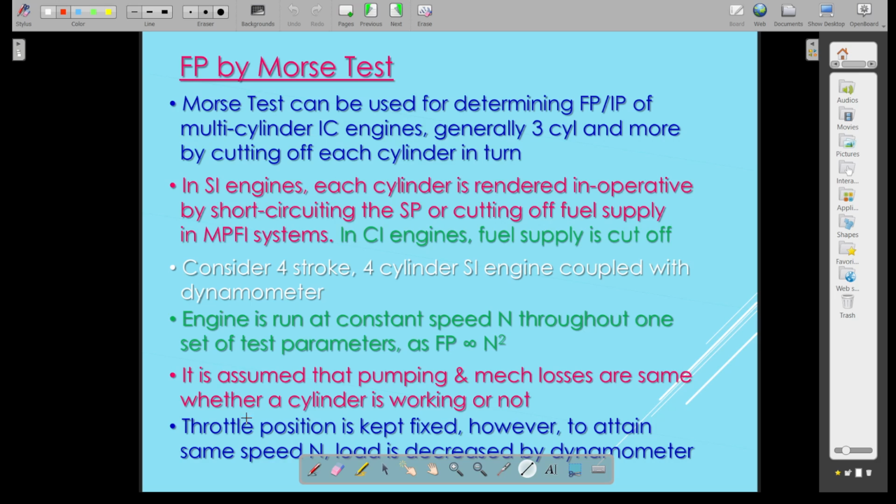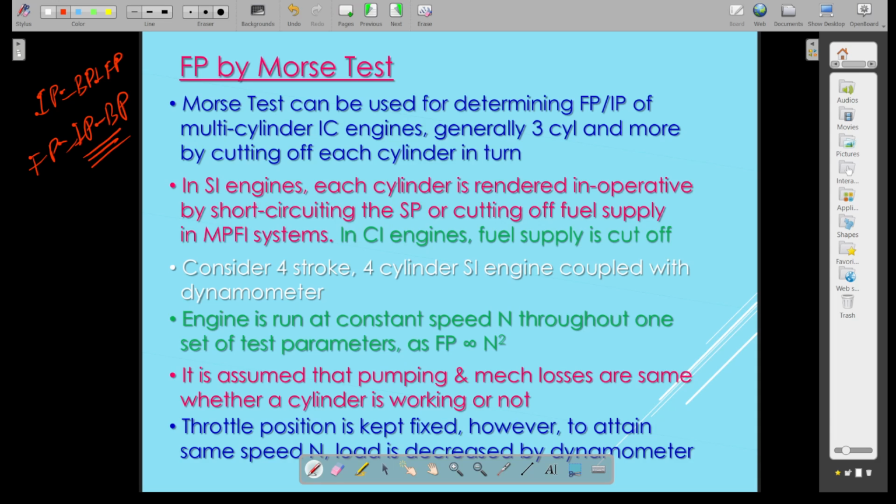We know the basic equation: IP is equal to BP plus FP. If I want to find FP, it is IP minus BP. This is a well known equation. अगर इंडिकेटेड पावर हमको पता है, ब्रेक पावर अगर पता है, तो फ्रिक्शनल पावर हमको पता हो जाएगा. So with this basic formula, the Morse test has been developed. Generally the Morse test is used for SI engines and CI engines.